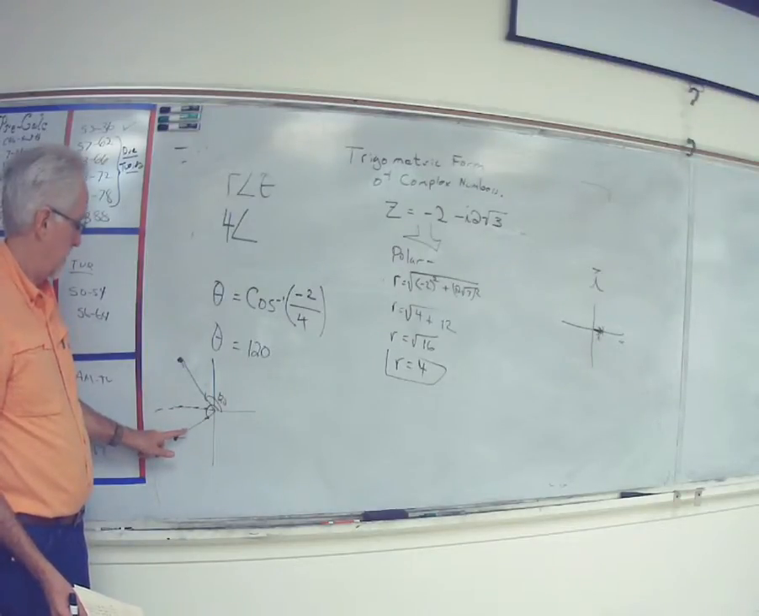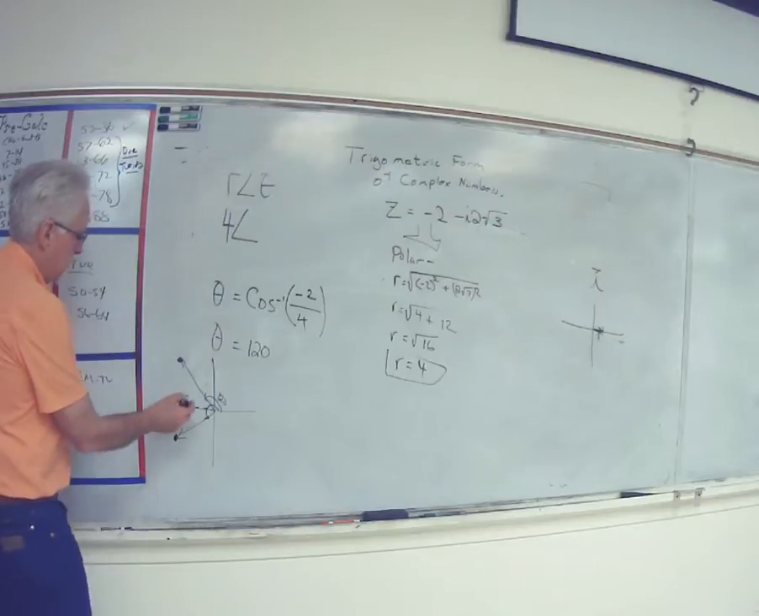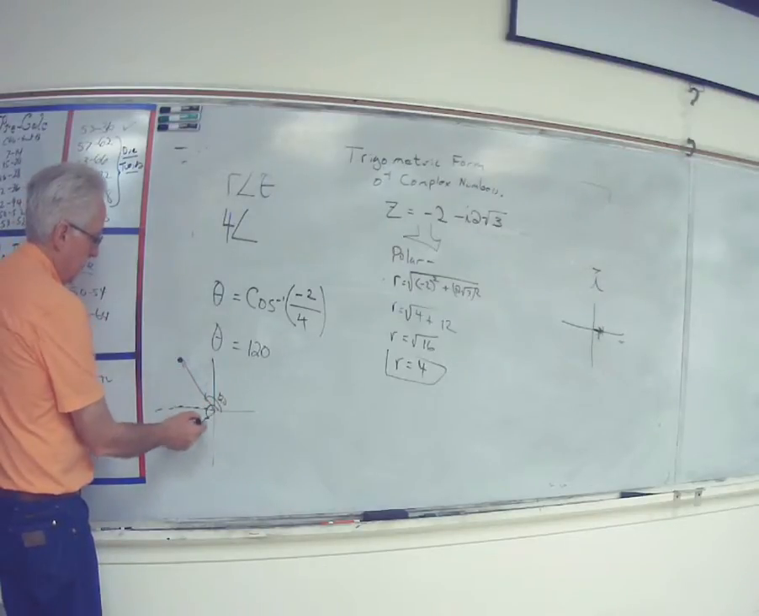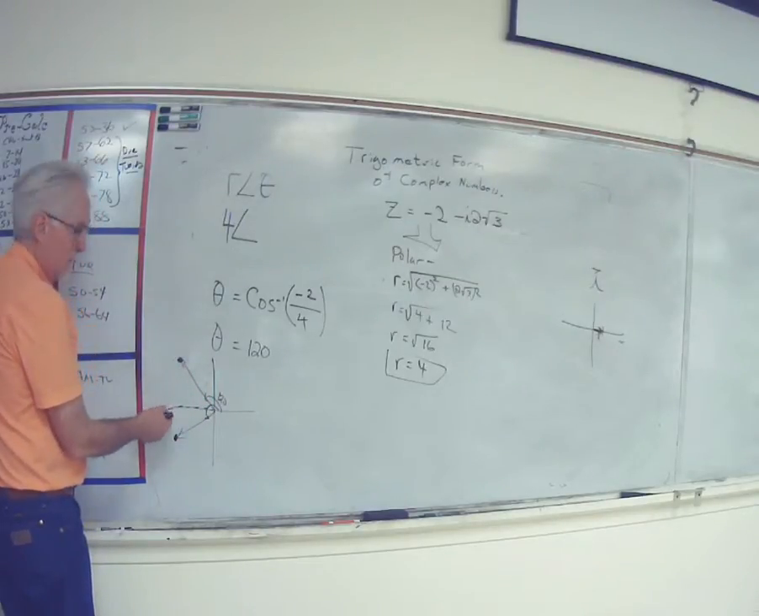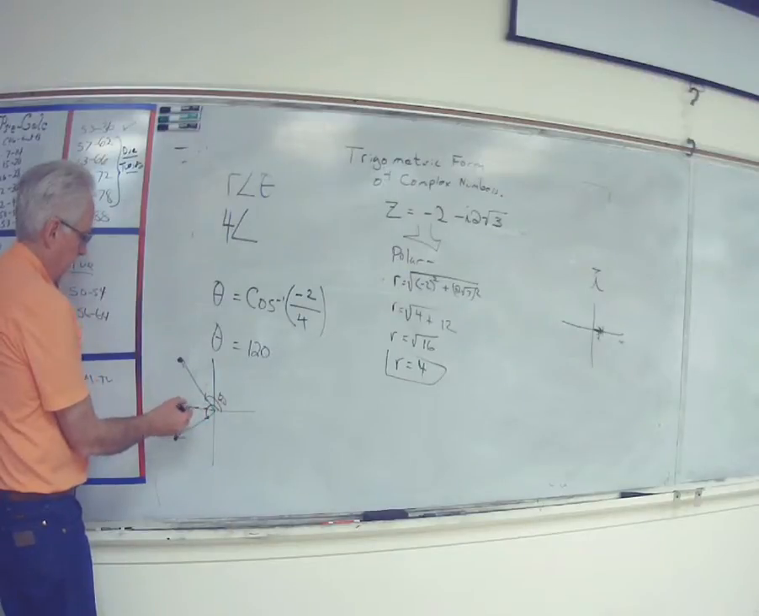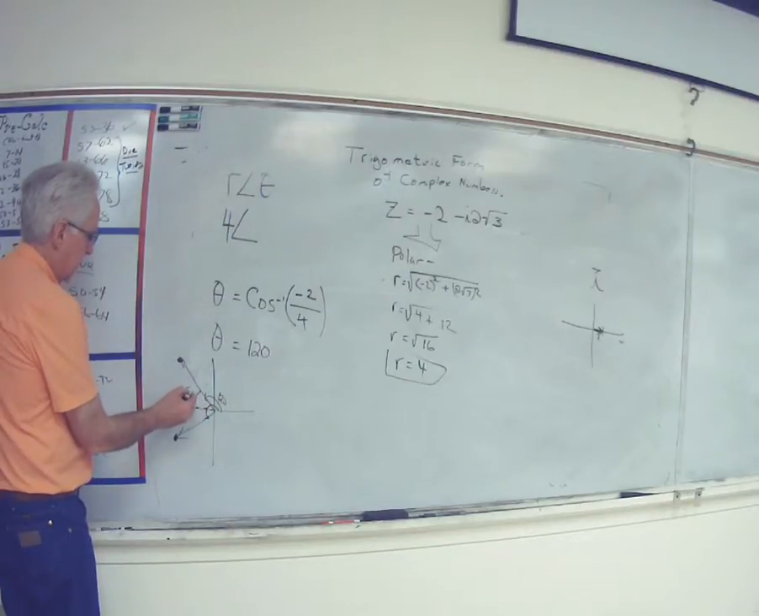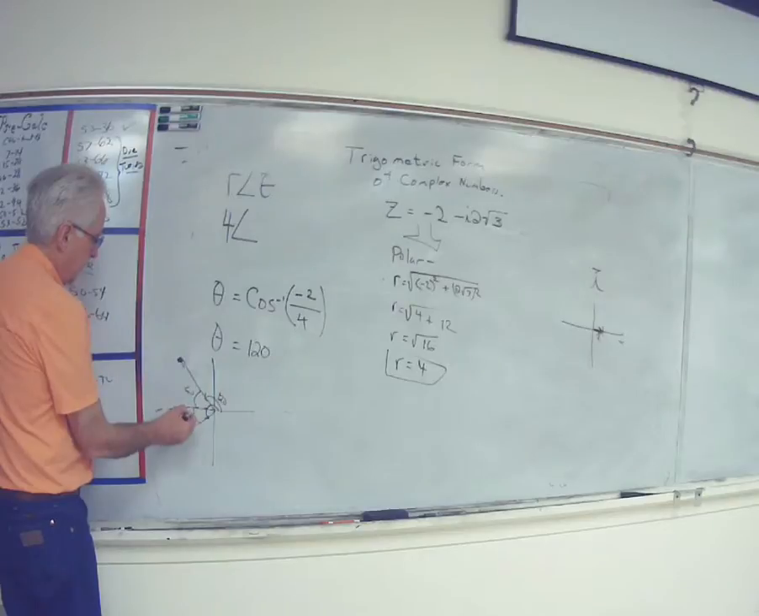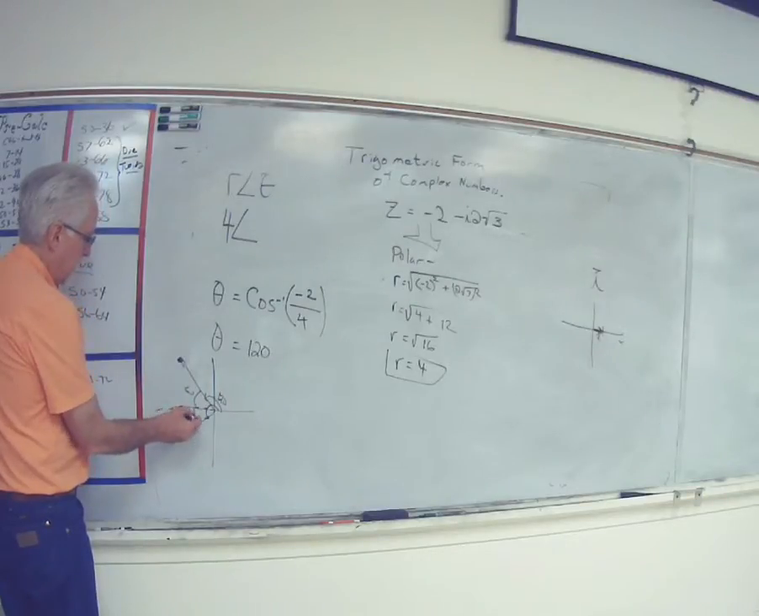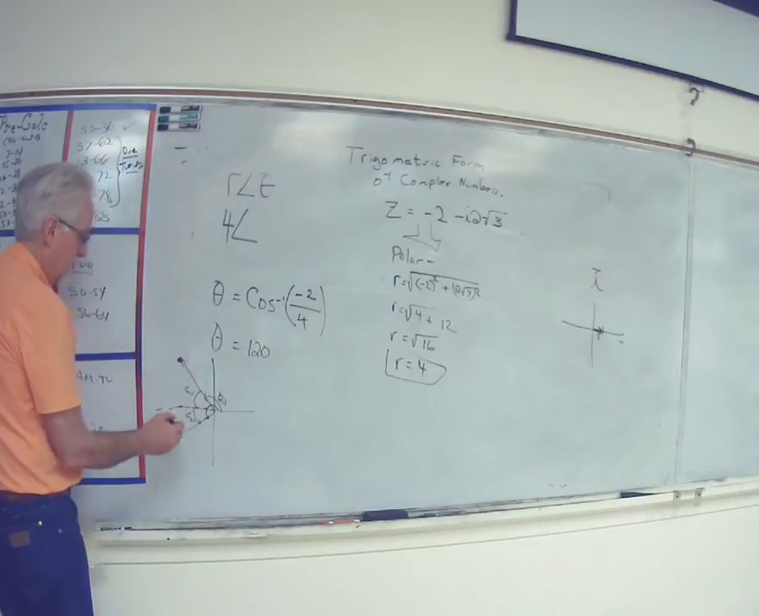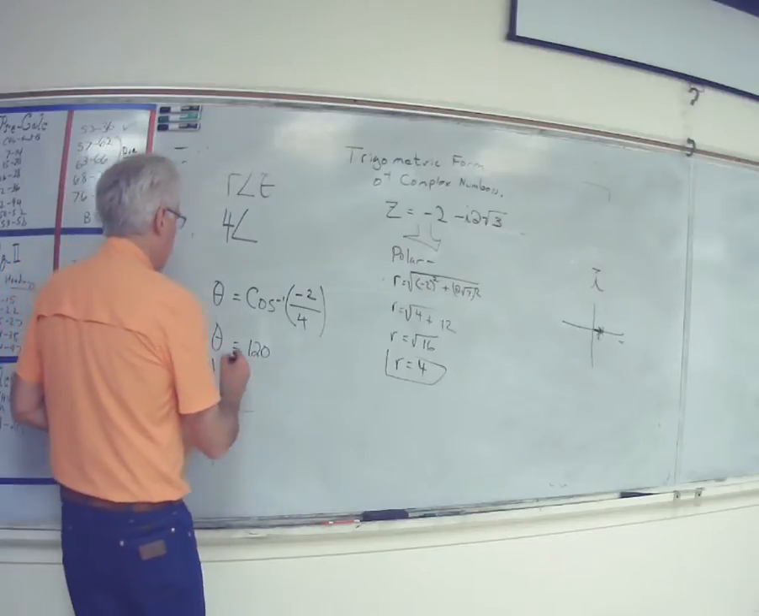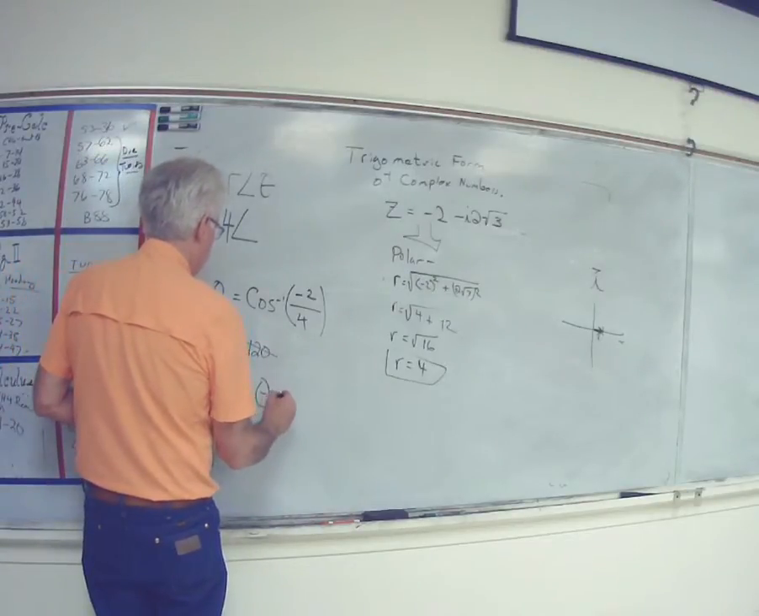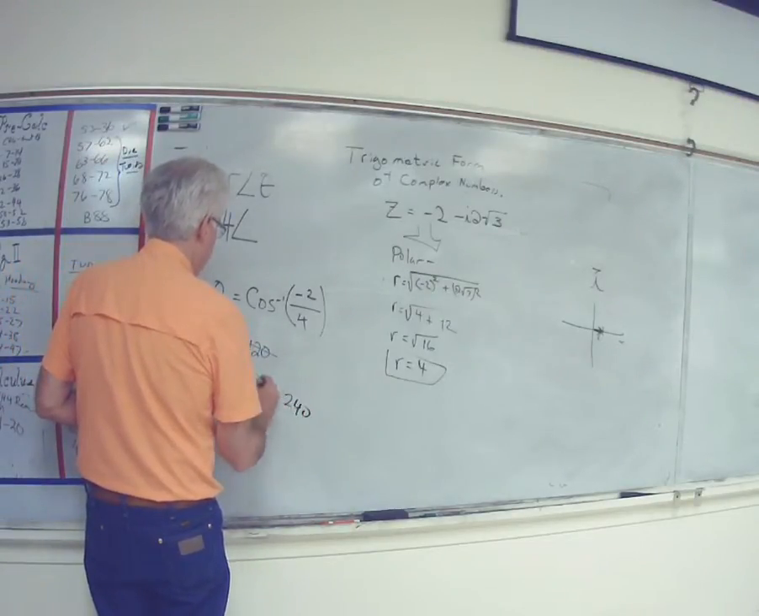Do you see that these are symmetric about 180? Okay. So that would be 60, and if that's 60, this is 60, and this 60 is how far? It's 60 past 180. And so the real angle is equal to 240, okay?